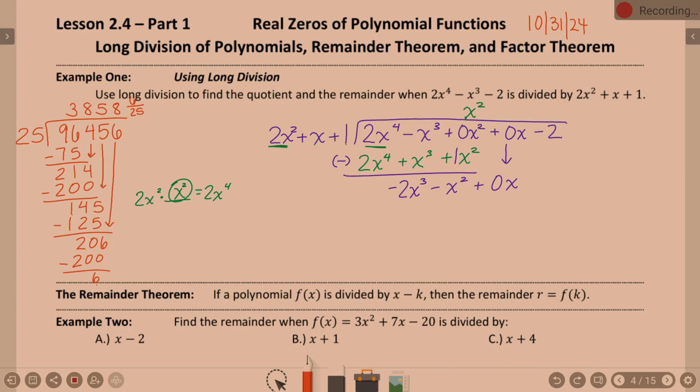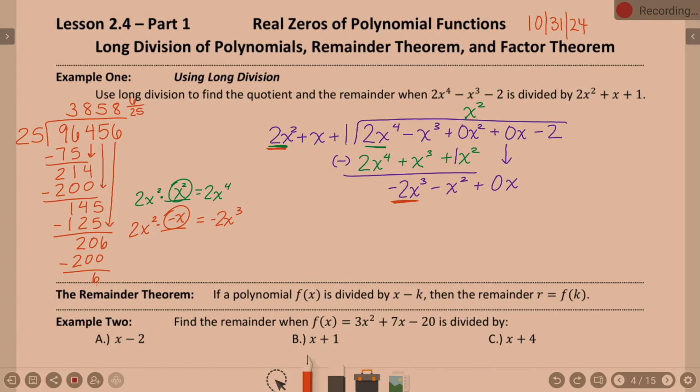So this time, it's still 2x squared, but what are we trying to take it into? The negative 2x cubed. So 2x squared times what is going to give me negative 2x cubed? Negative x. Now, if you're struggling with this multiplication, what's the opposite of multiplication? Division. Could you just divide those two terms? Sure. What is negative 2x cubed divided by 2x squared? Negative x.